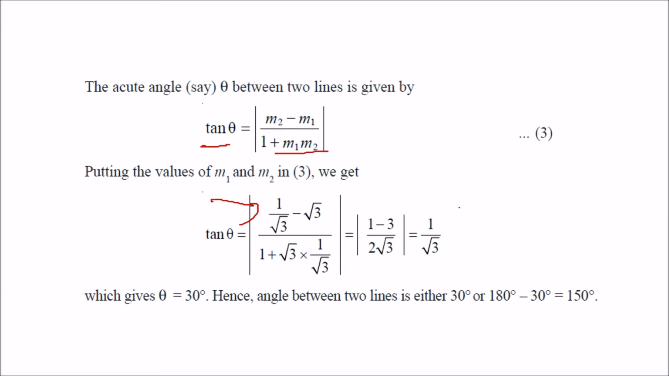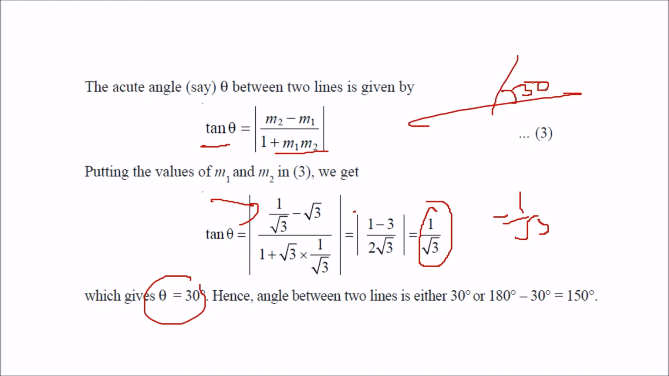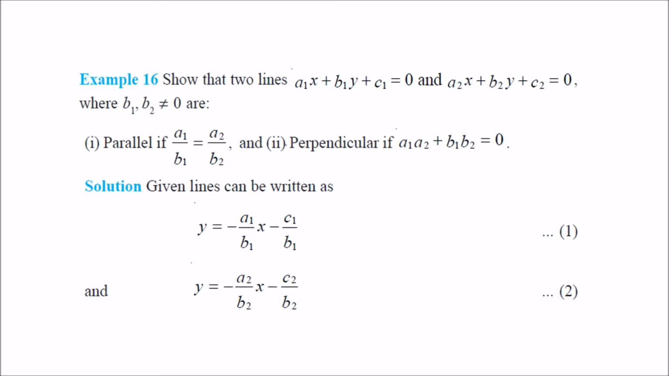Just place the values. We see the value is 1 by root 3. But the value can also be minus 1 by root 3, because this is mod. So one time you get the angle as 30, and if this is 30, you get the other angle as 150 degrees, 180 minus 30. So these are two angles.